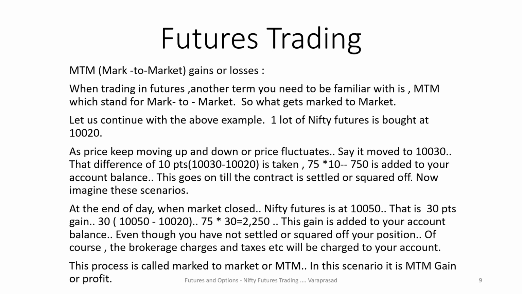Now imagine these scenarios. At the end of the day, when market closed, Nifty futures is at 10,050. That is 30 points gain, 10,050 minus 10,020, 75 into 30 is equal to 2,250. This gain is added to your account balance, even though you have not settled or squared off your position. Of course, the brokerage charges and taxes etc. will be charged to your account. This process is called mark to market or MTM. In this scenario, it is MTM gain or profit.